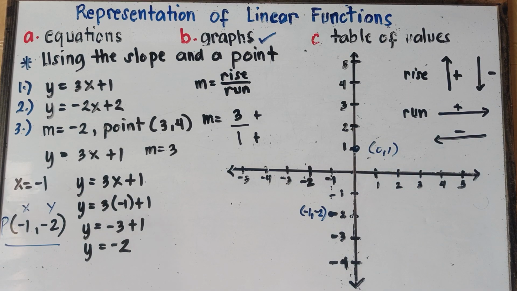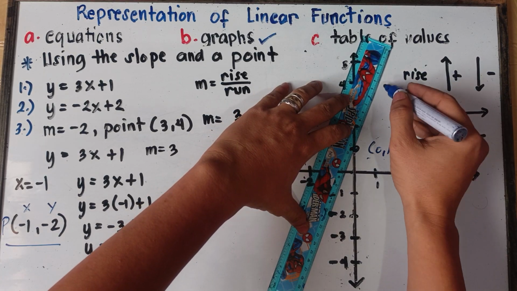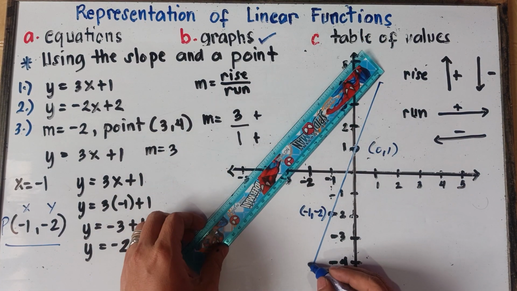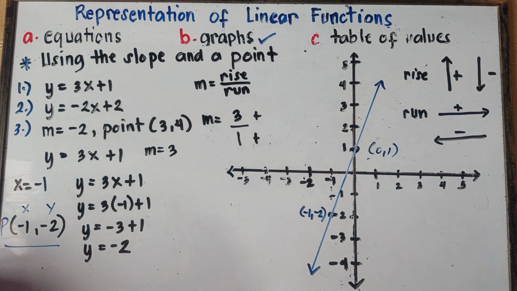And then simply connect the points, class. Connect this one, and then put 2 arrows. And then your O set, class. That's it, class. That's the answer, class, with regards to example number 1.